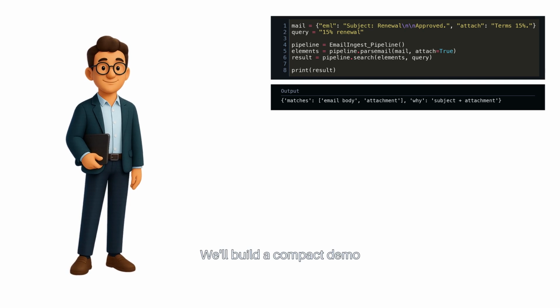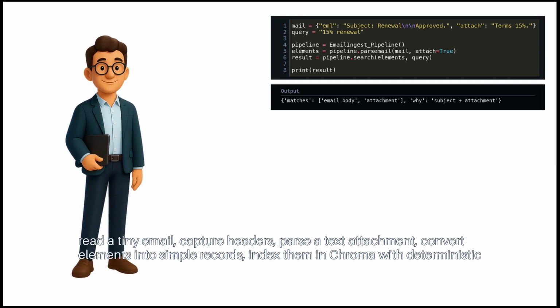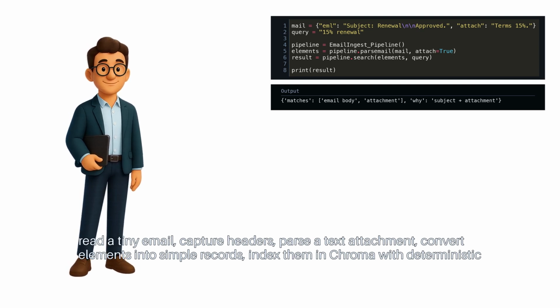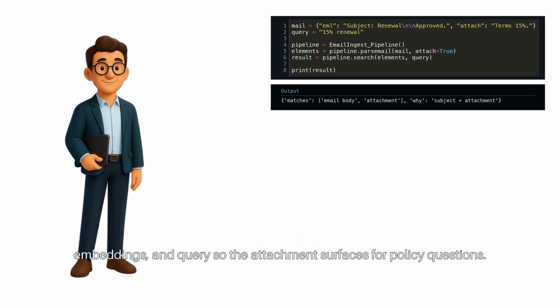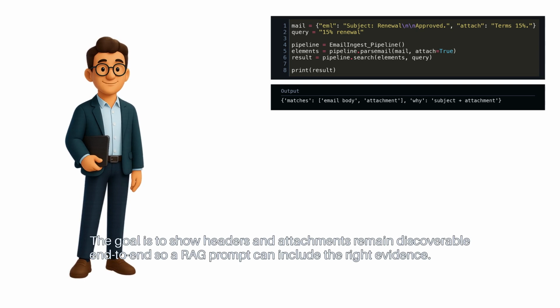We'll build a compact demo, read a tiny email, capture headers, parse a text attachment, convert elements into simple records, index them in Chroma with deterministic embeddings, and query so the attachment surfaces for policy questions. The goal is to show headers and attachments remain discoverable end-to-end, so a RAG prompt can include the right evidence.